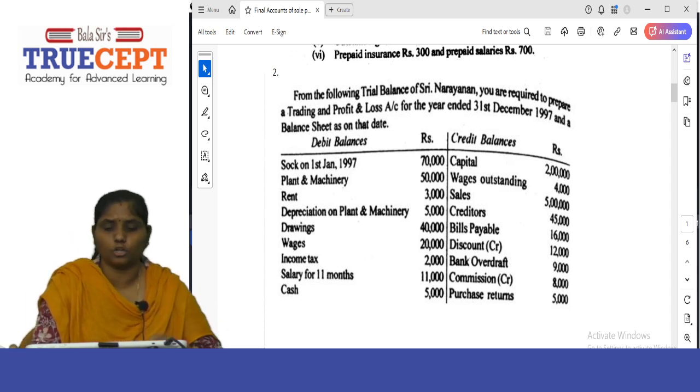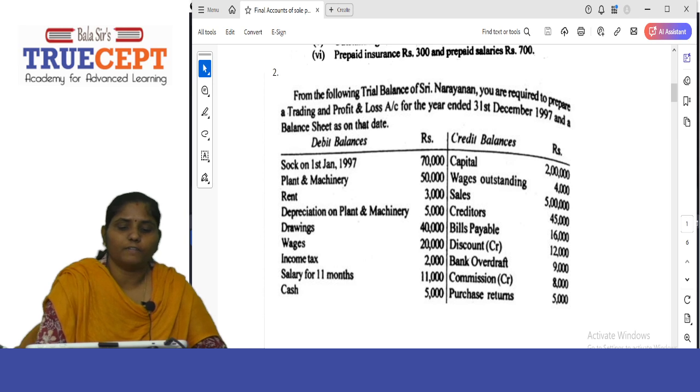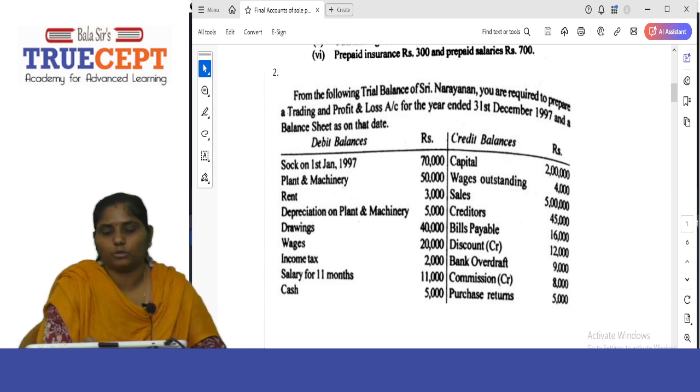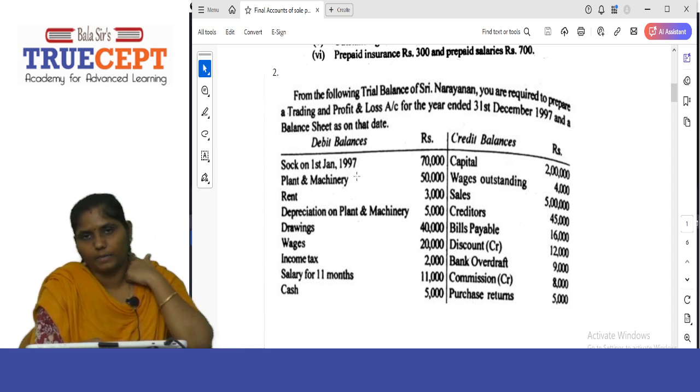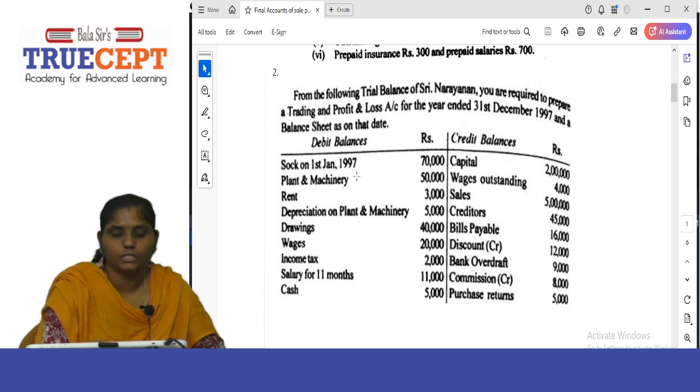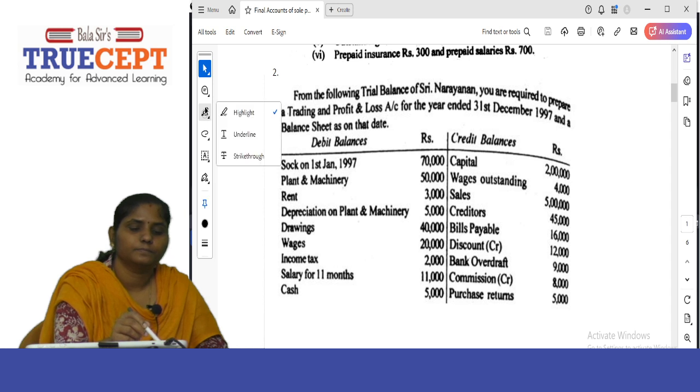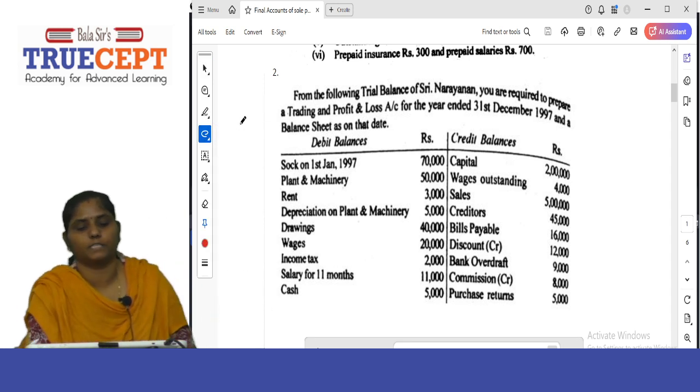Now let's discuss all the debit balances first. You have stock on 1st Jan 97, which is nothing but your opening stock. So 70,000 rupees opening stock, where will it go? Trading account. Then comes your plant and machinery. What is that? Asset, balance sheet. Rent is your expense, profit and loss account.